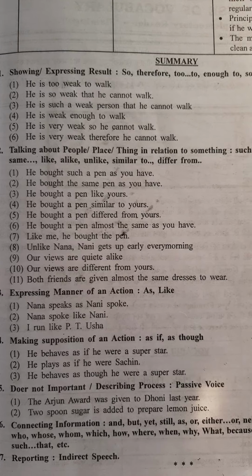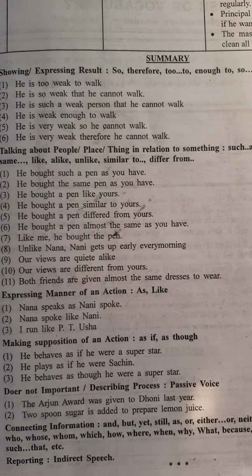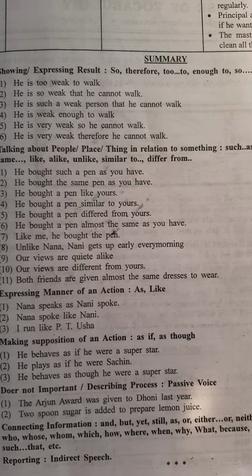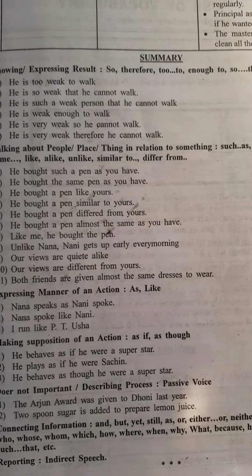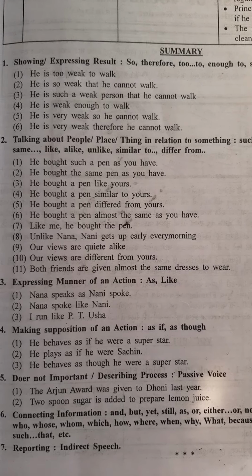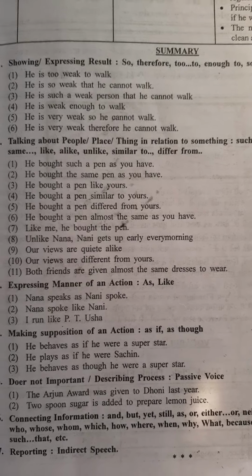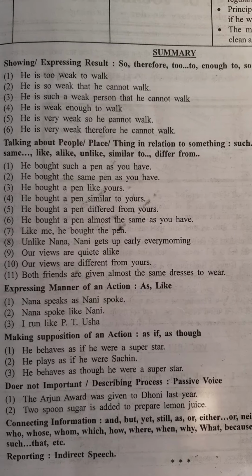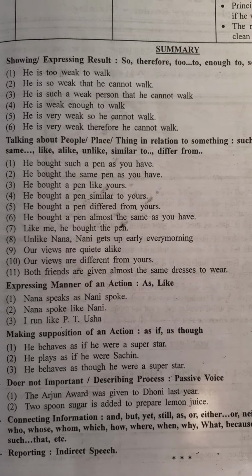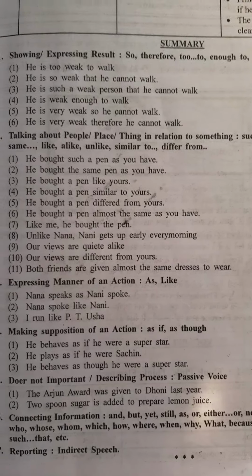Next, making supposition of an action. And here is also a trick: as if, as though. Now examples of uses of as if and as though. He behaved as if he were a superstar. So it is making supposition of an action. So here the behavior of him is like a superstar. You can also see the examples, uses of as if and as though.